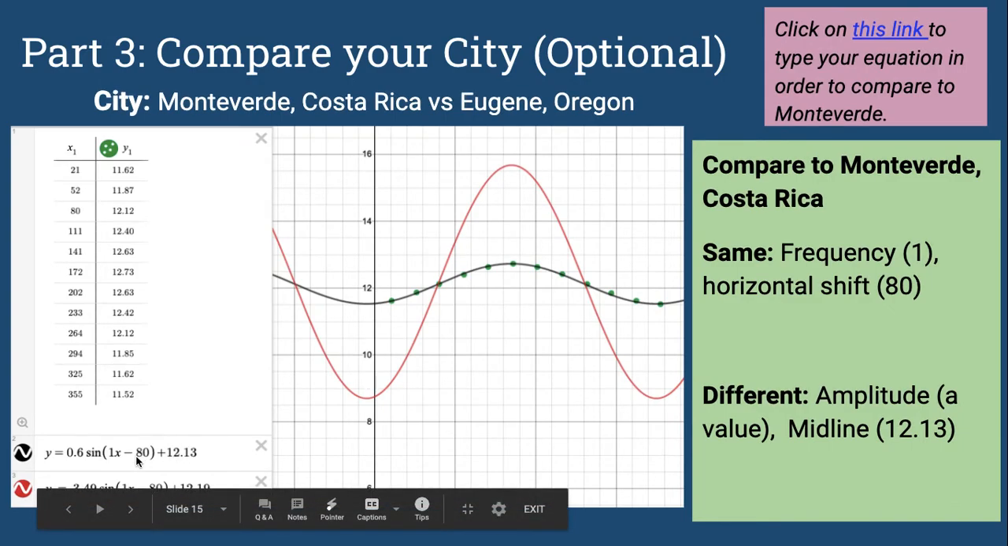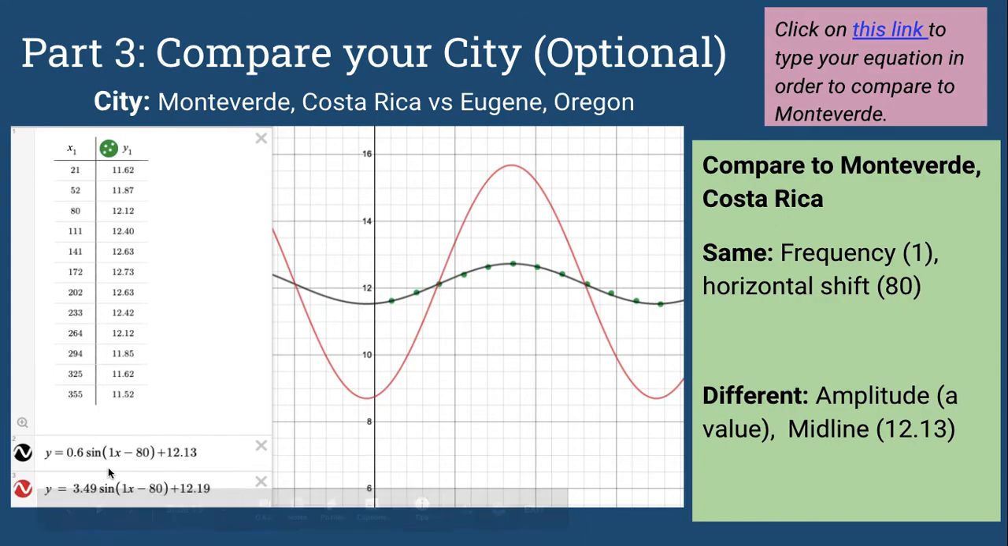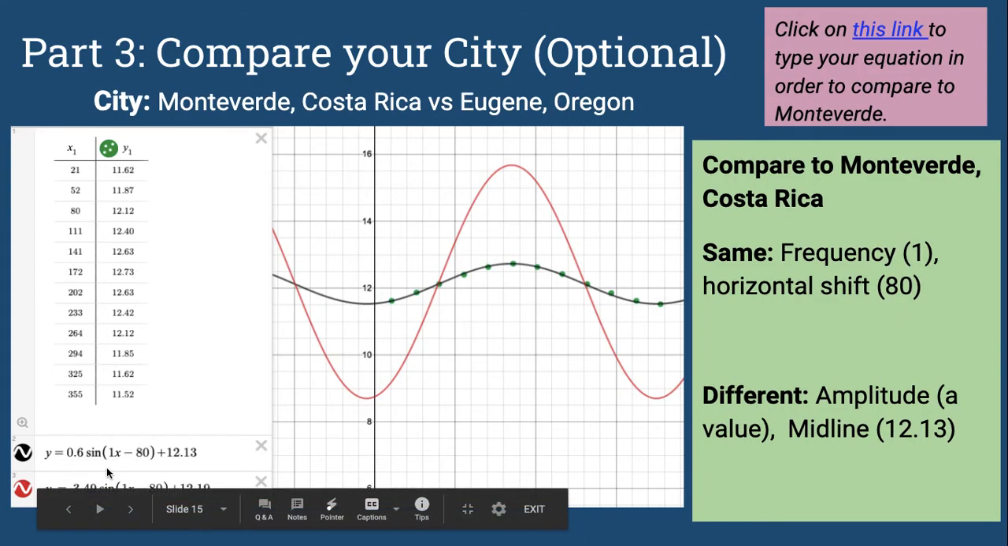Both Monteverde and Eugene have the same frequency 1, same horizontal shift, but they have different amplitudes and different midlines.